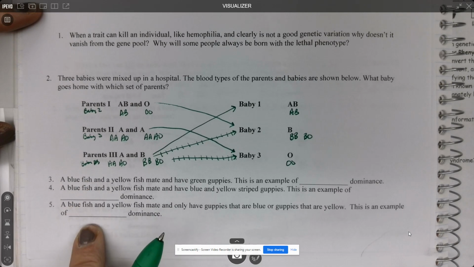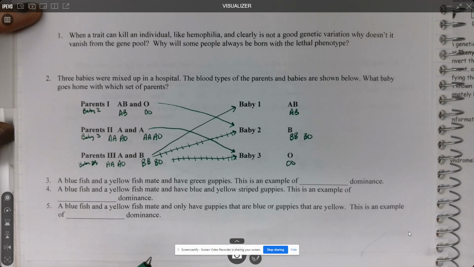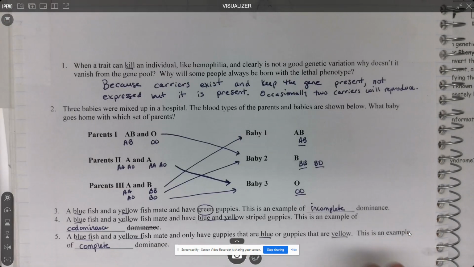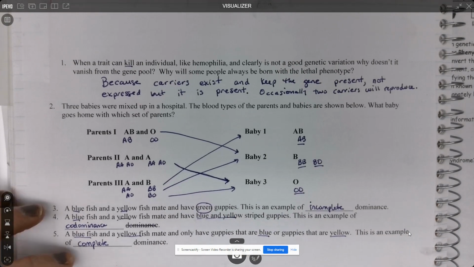I think that you can answer these questions. One of those is going to be complete dominance, one of them is going to be codominance, and one of them will be incomplete dominance. So you'll have to figure that out. And then you can see the answers in your notebook.